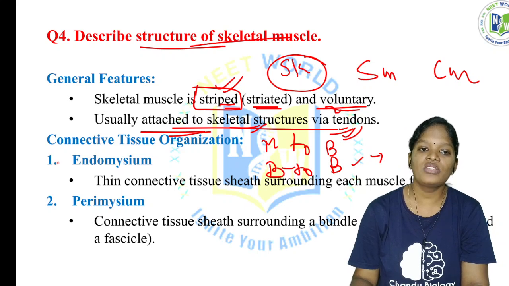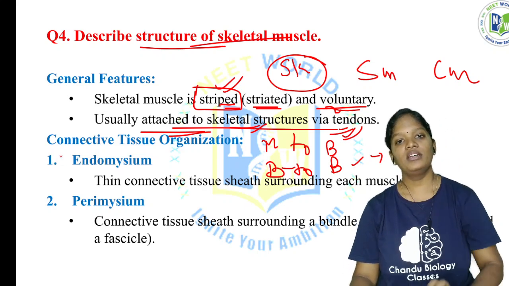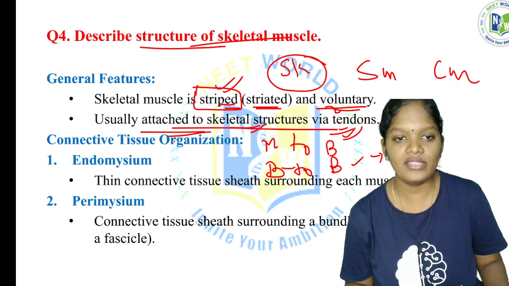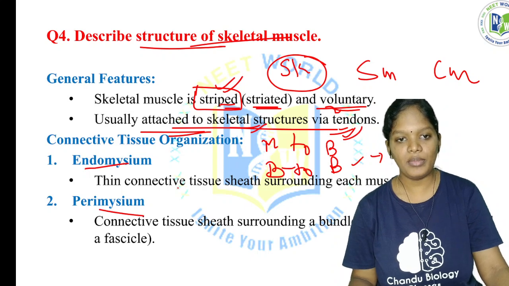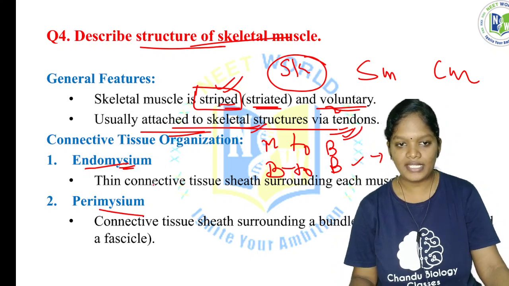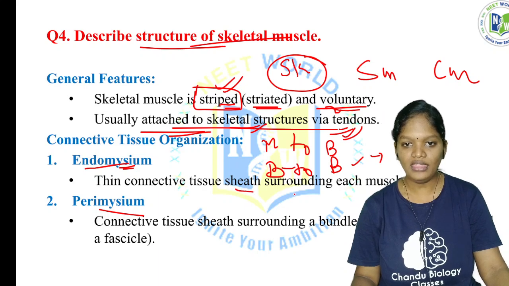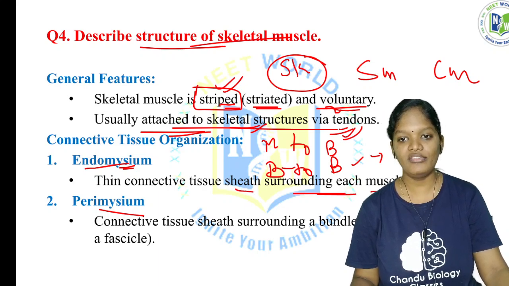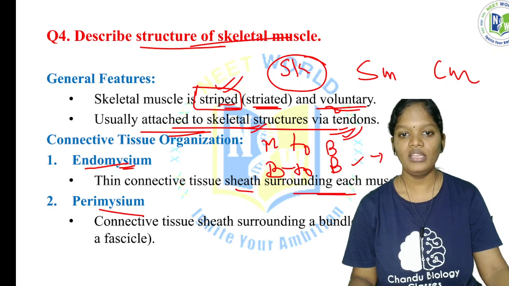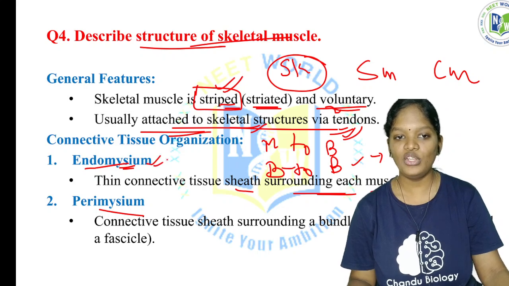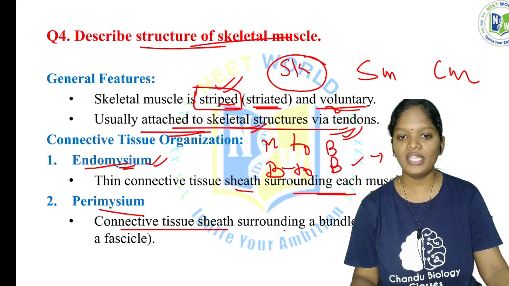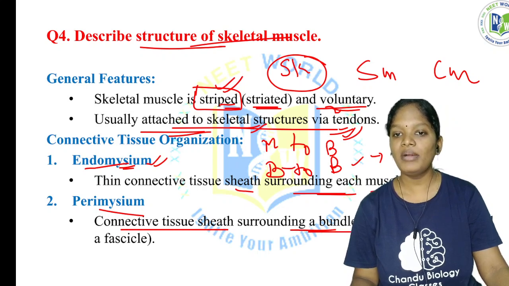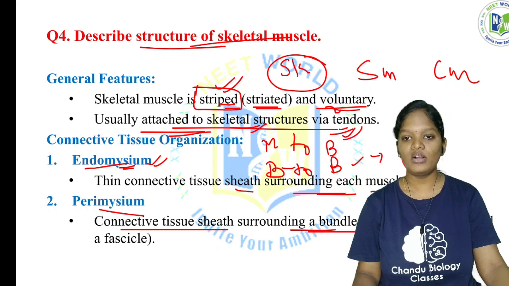And how the structure will be, how the membranes are named in the skeletal muscles. We have an endomysium, perimysium and epimysium. The first is the endomysium, a thin connective tissue sheath surrounding each muscle fiber. So consider this a muscle fiber. This muscle fiber is surrounded by a sheath, and that is called an endomysium. The perimysium is a connective tissue sheath surrounding a bundle of muscle fibers, which is also called a fascicle.